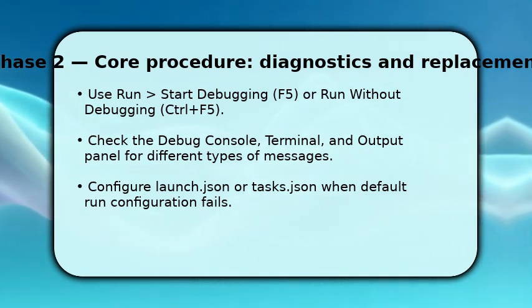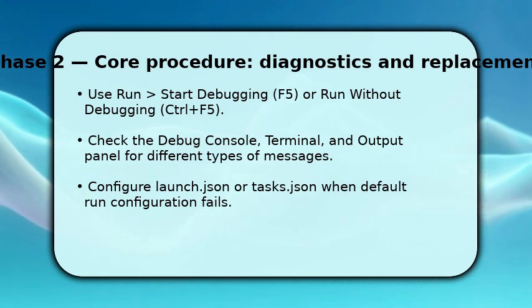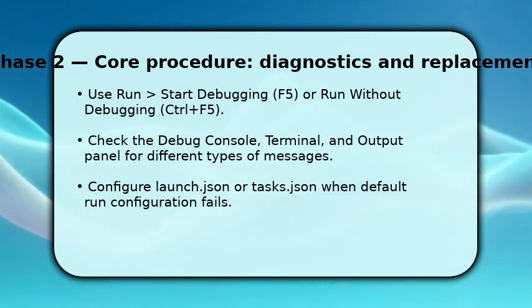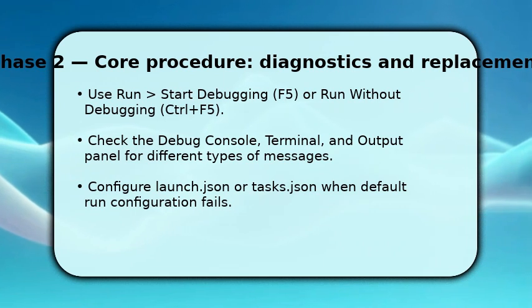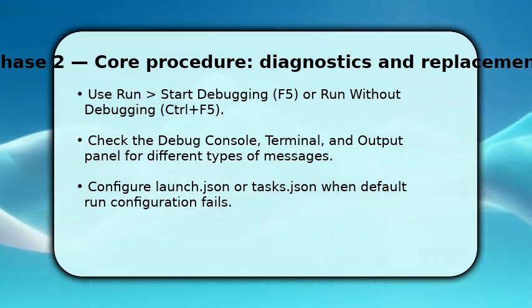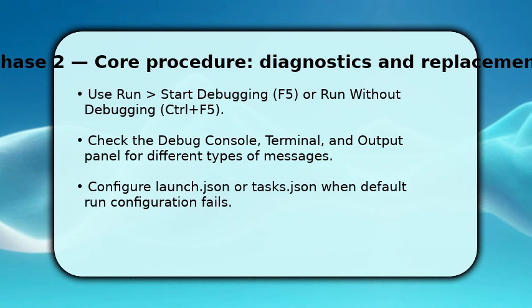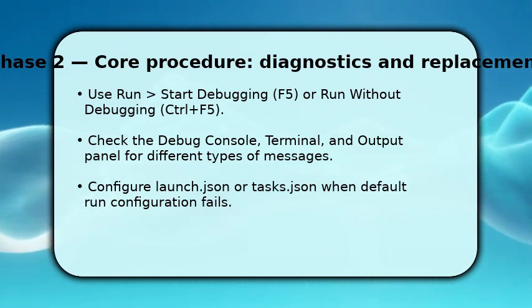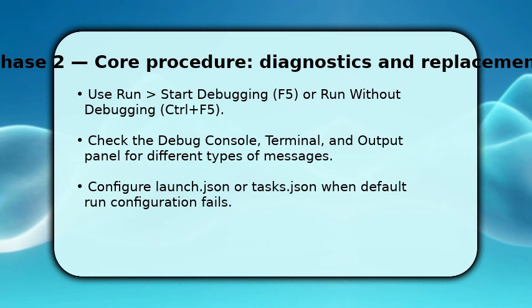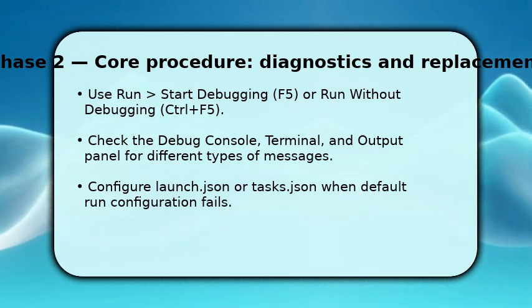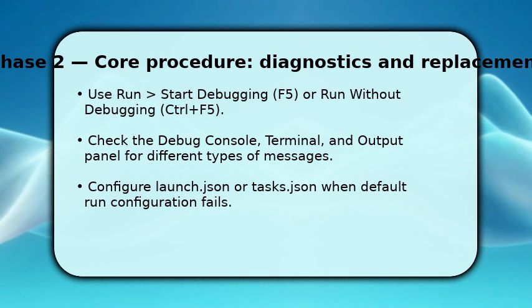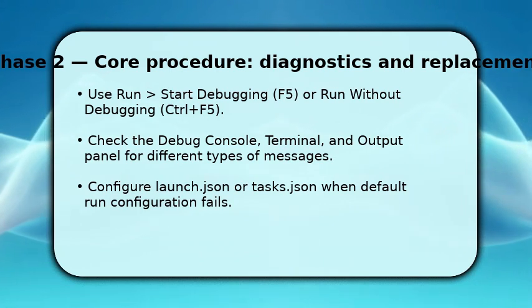output. Make sure to watch three places: the debug console for debugger prints, the integrated terminal for program stdout/stderr, and the output panel for extension or build logs. If output is missing or the run configuration is wrong, edit or generate launch.json or tasks.json in the .vscode folder to define the runtime, working directory, and arguments.